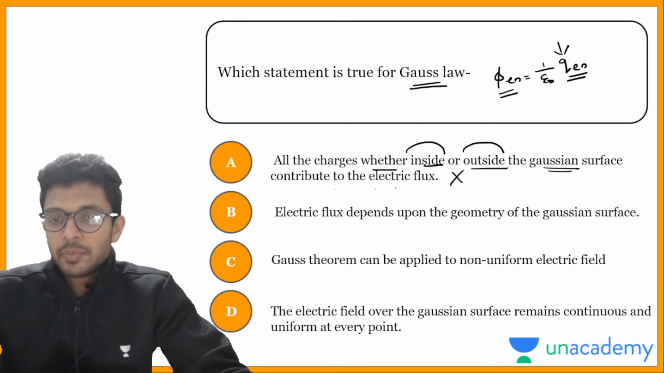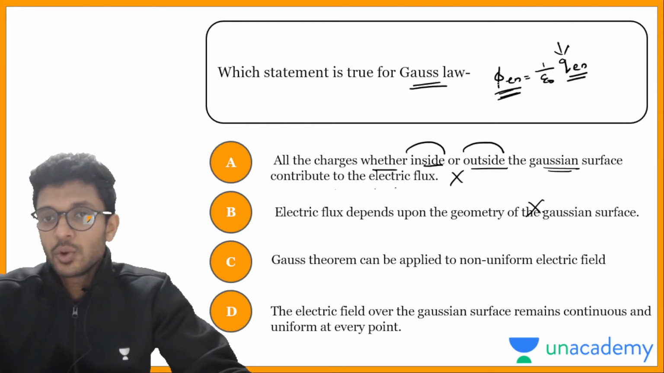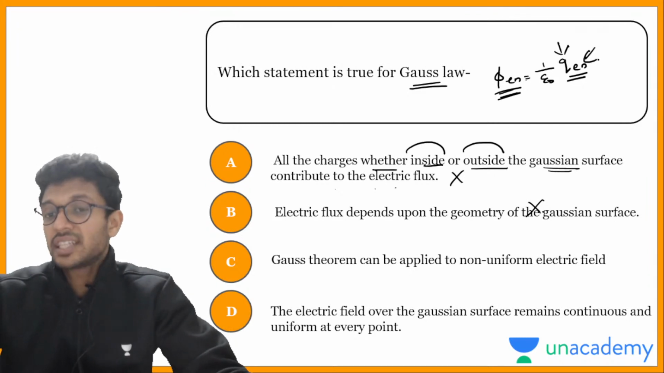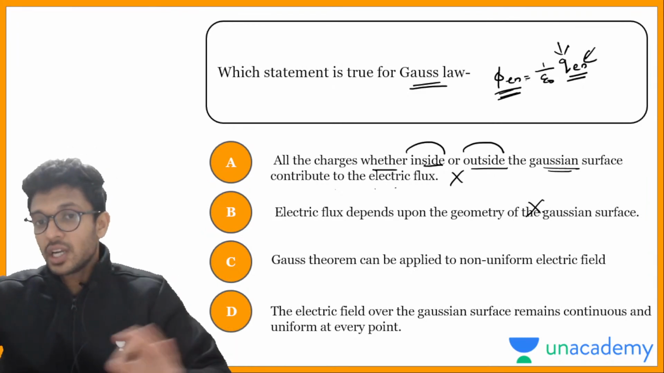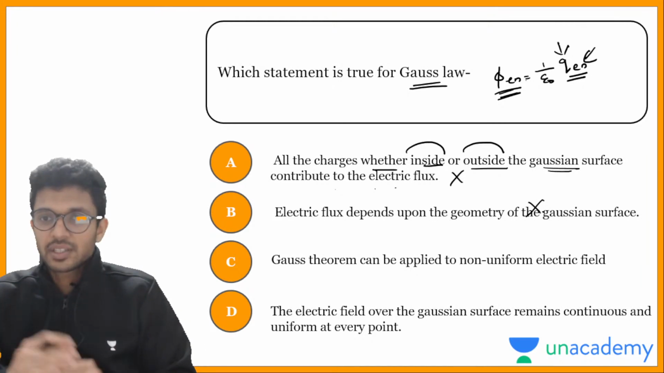Electric flux depends upon the geometry of the Gaussian surface. Wrong. Look, the enclosed flux is only dependent upon the enclosed charge it has. It is not at all dependent upon the geometry. So that is also a wrong statement. Cross.